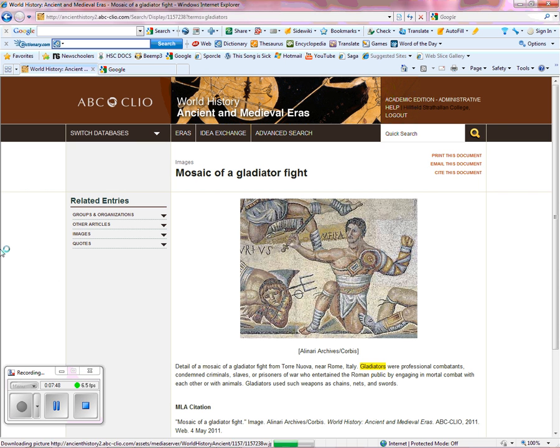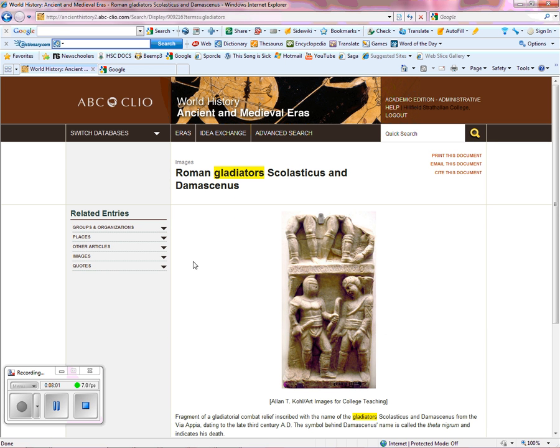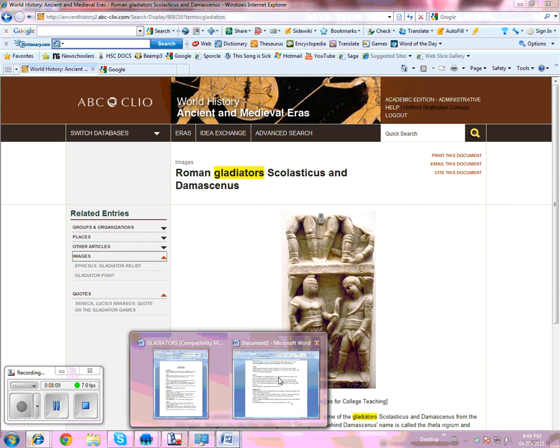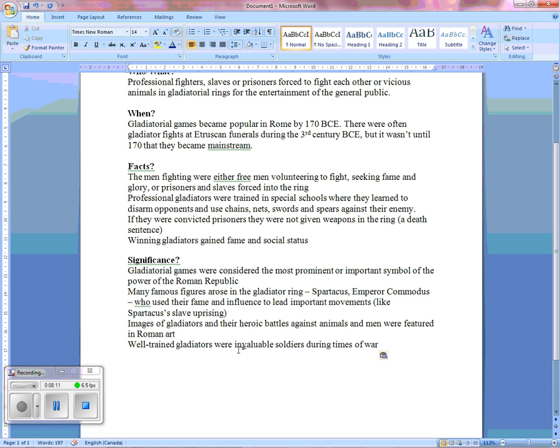I'm going to click gladiatorial fight. So you can see here, you automatically know this is a mosaic by the tiles, and it also says mosaic right here. You can tell that gladiators were very important because there's a whole bunch of pictures here that are Roman art, and you can tell that they were very important to Roman life. And that's another thing you can add to your significance. If you can find lots of pictures, you know that that was an important part of history.